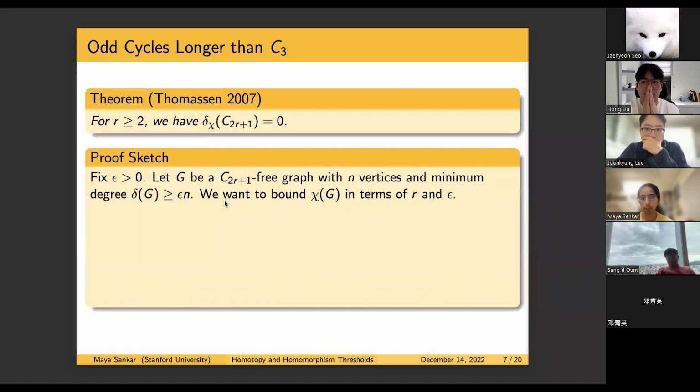So setting this up, we have a C_{2R+1}-free graph with minimum degree epsilon n, where this is really 0 plus epsilon n. And we want to bound the chromatic number of the graph in terms of the minimum degree fraction epsilon.